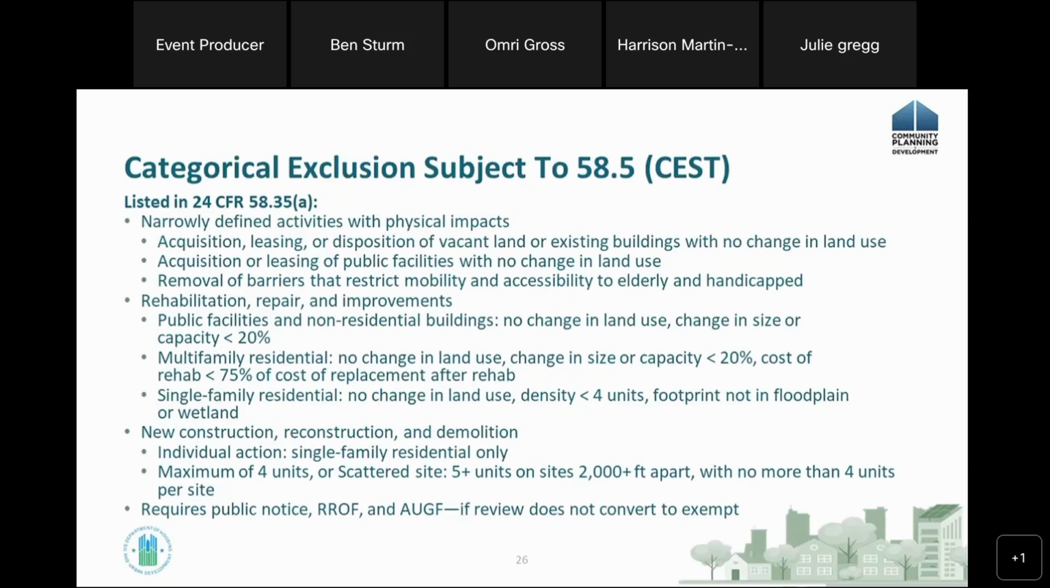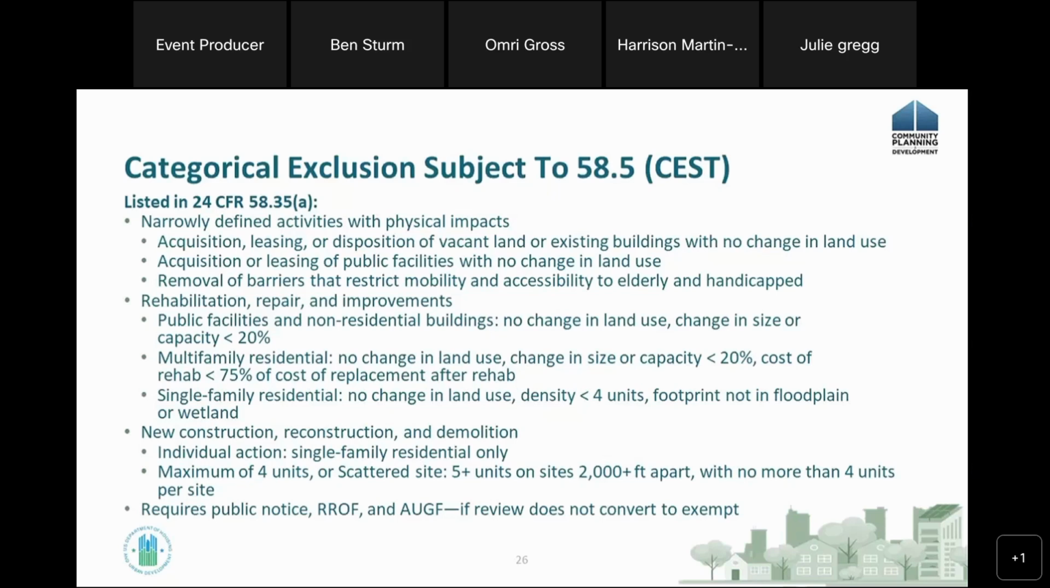For public facilities like water or sewer lines, sidewalks, and streets, there is no exclusion for disposition. Therefore, that would require an environmental assessment. ADA improvements such as the removal of material and architectural barriers that restrict mobility and accessibility to elderly and handicapped persons are also considered CEST.